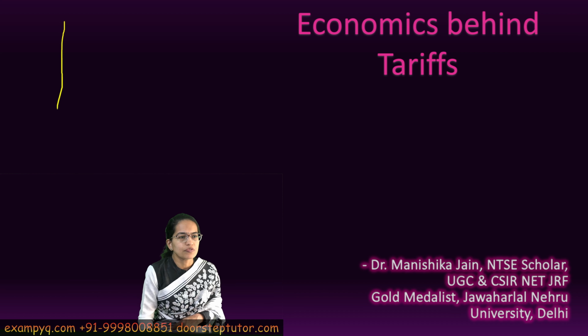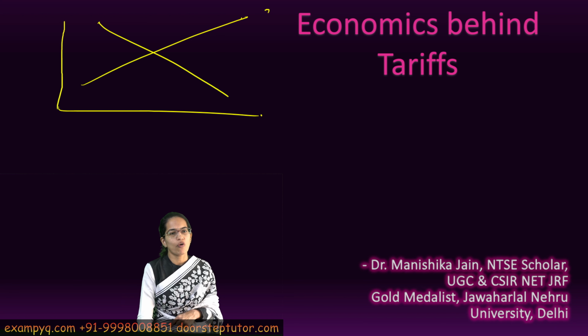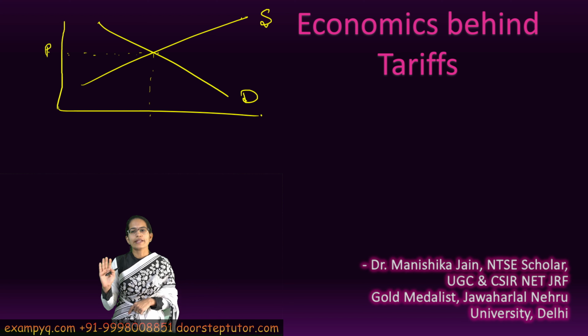Now, as we know, if I draw a demand and a supply curve, first of all, remember supply is upward sloping and D for demand, D for downward. That's how you can remember it. And this is the equilibrium, right? So at the equilibrium, you have the price, which is P. Now, what is the case that we want to discuss?